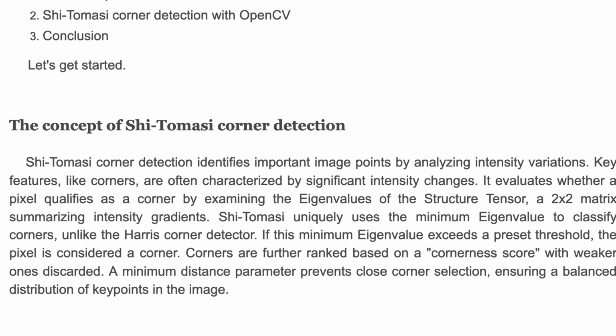Unlike the Harris corner detection, if this minimum eigenvalue exceeds a preset threshold, the pixel is considered a corner. Corners are further ranked based on the cornerness score, with weaker ones discarded. A minimum distance parameter prevents close corner selection, ensuring a balanced distribution of key points in the image.